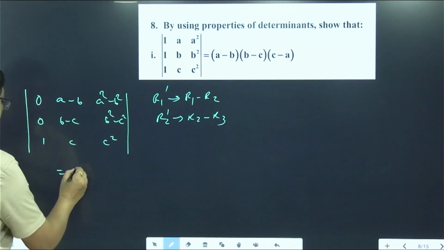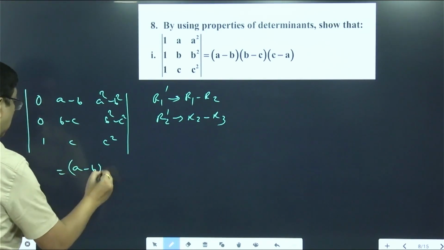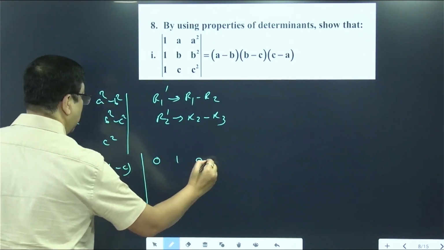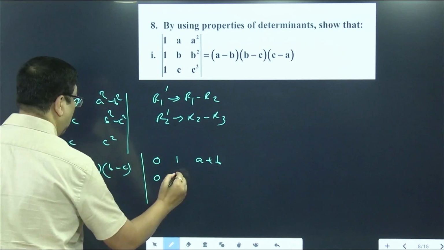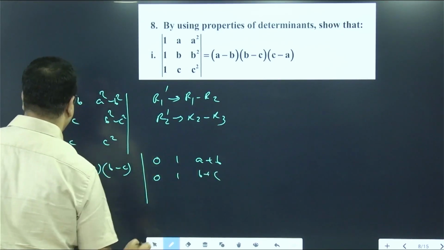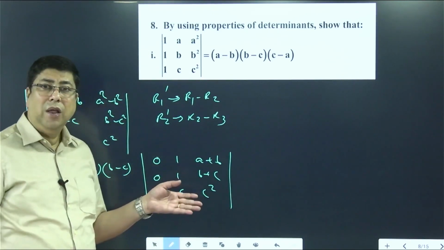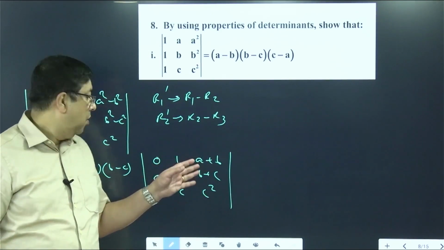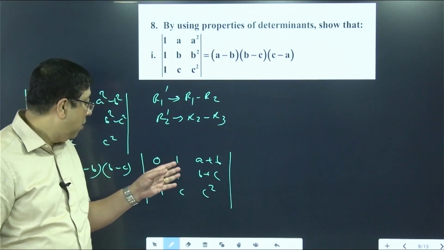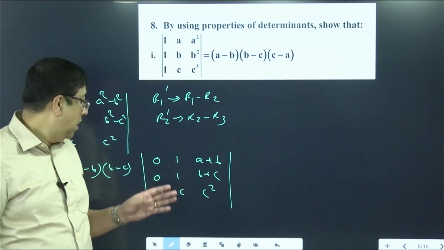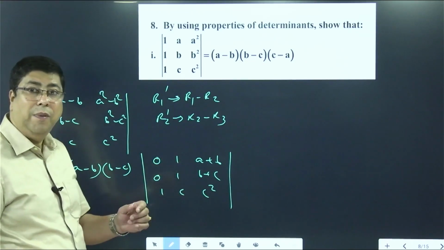Here it is coming (a minus b) into (b minus c). We are getting 0, 1, a plus b; 0, 1, b plus c; and 1, c, c square. If further we could do like this, again on R1 we could operate R1 equals R1 minus R2, but it is unnecessary. There are two zeros, so we can directly multiply.